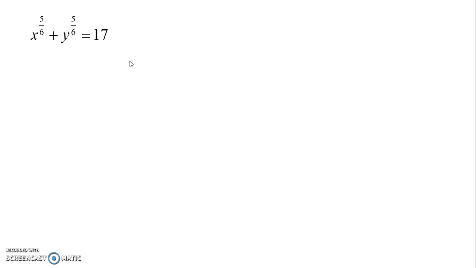So there's a problem that looks somewhat like this, where you have rational exponents and you're asked to find the first derivative and the second derivative. So let's go ahead and work through this one. We're trying to find the slope, or dy/dx, so we're taking the derivative with respect to x. Again, we're going to find the first derivative, and then the second derivative. The first derivative isn't too bad. It's the second derivative where it gets a little bit more tricky.